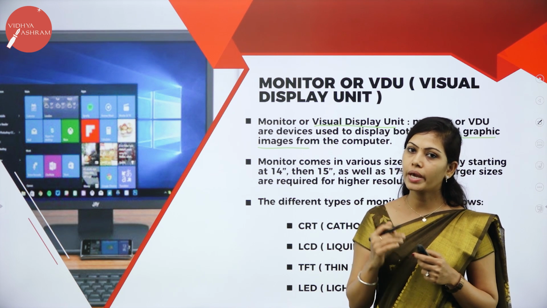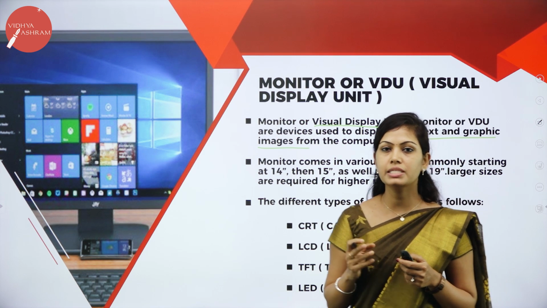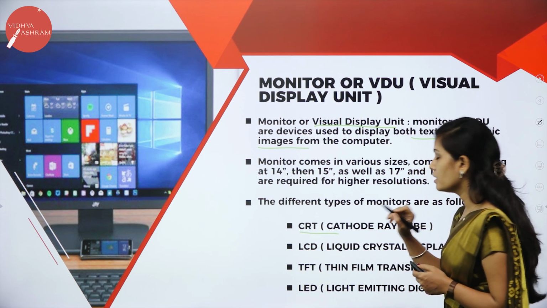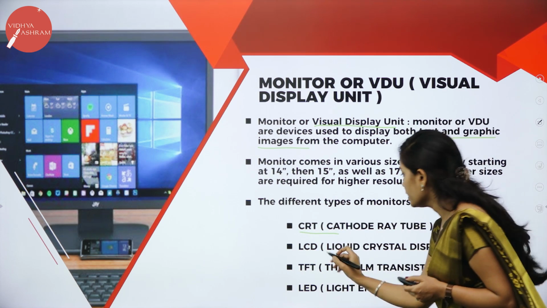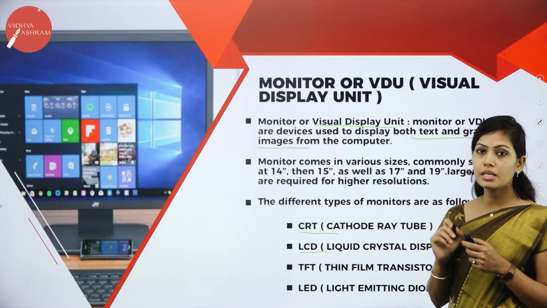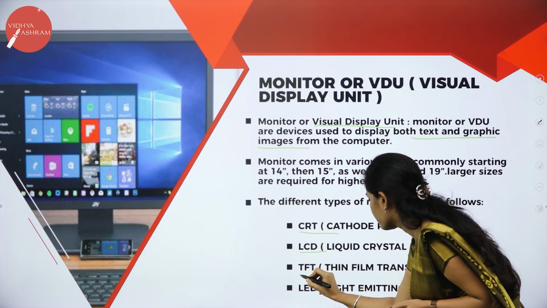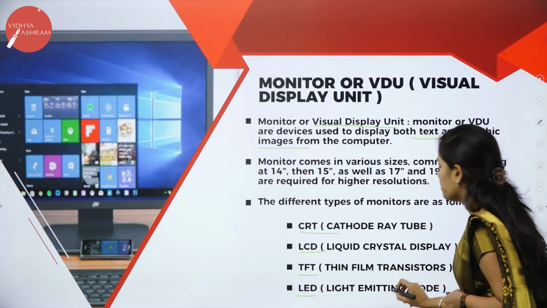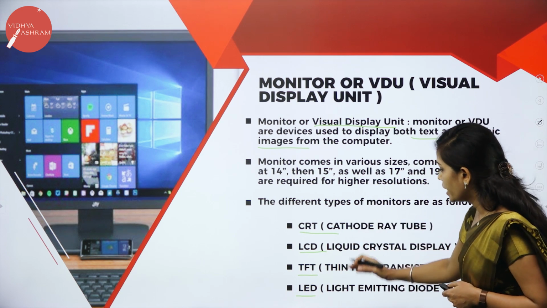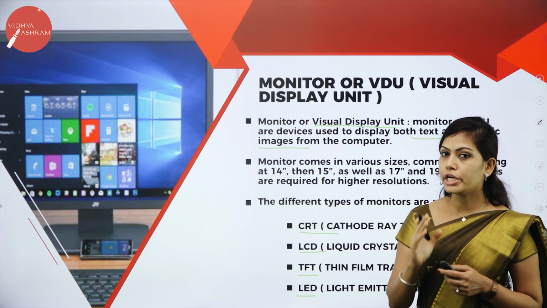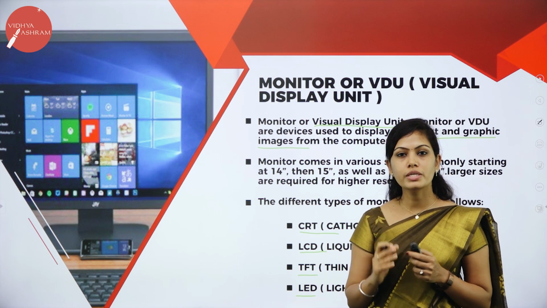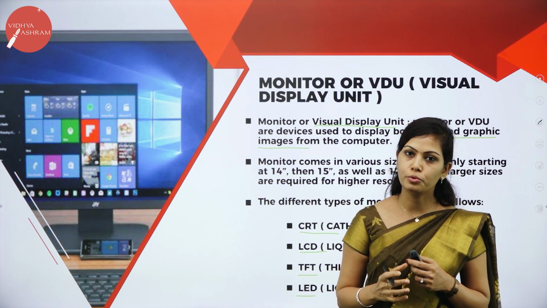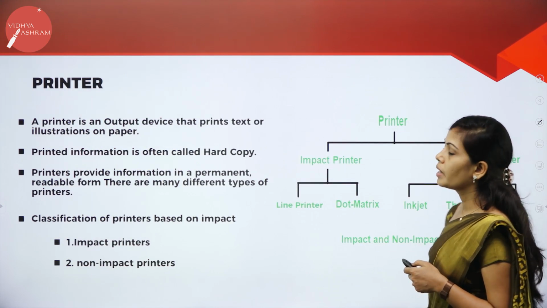Monitors come in various sizes like 14, 15, 17, etc. The different types of monitors are CRT, cathode ray tube, LCD, liquid crystal display, TFT, thin film transistors, and LED, light emitting diode. These are the types of monitors. Monitor is also known as visual display unit. It helps to display the output. And next we have printer.